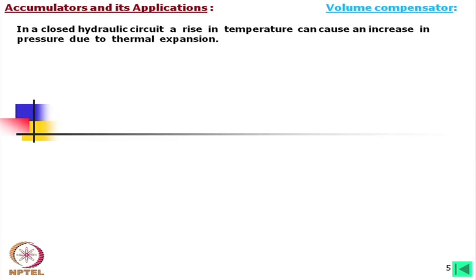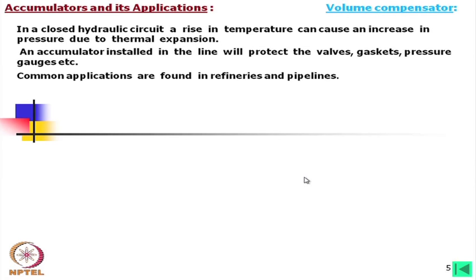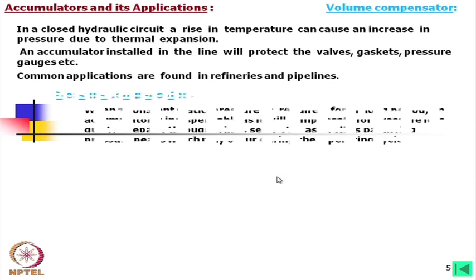Now, in a closed hydrostatic circuit, a rise in temperature can cause an increase in pressure due to thermal expansion. Okay. In that case, how can this accumulator help? The title here is written as volume compensator, but it will do. An accumulator installed in the line will protect the valves, gaskets and pressure gauges, etcetera. Common applications are found in refineries and pipelines, where temperature variations are there.